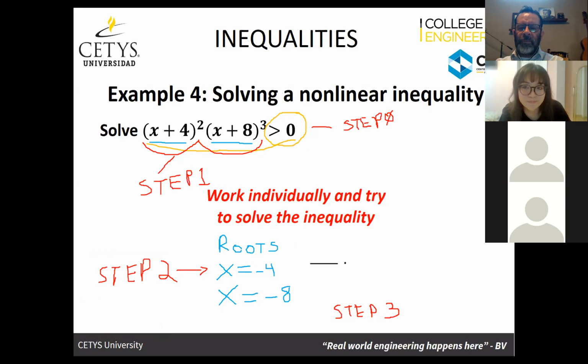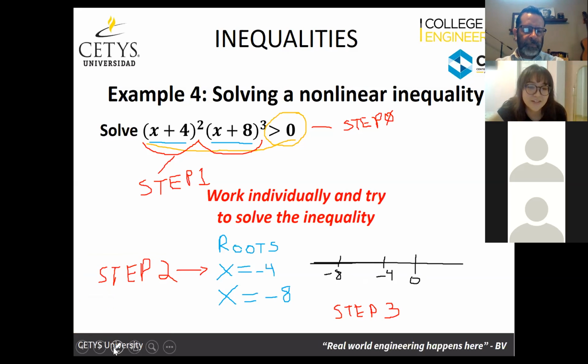I'm going to draw the number line. I'm going to put the 0 here. Where would I put the -4? To the left. I'm going to put the -4 here, correct. Where would I put the -8? To the left of -4. Correct, more to the left. So this is going to be the -8. Now, Alejandra, tell me what the intervals would be.